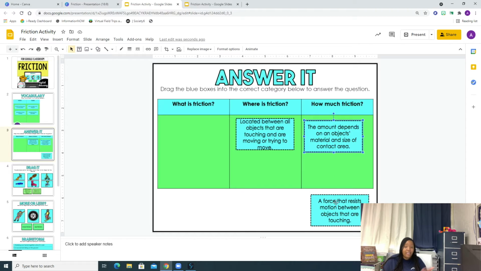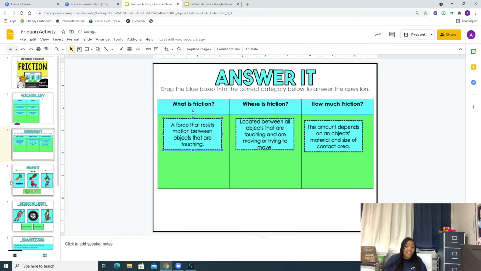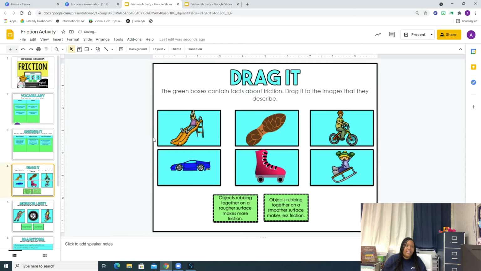And finally, there are no choices left. A force that resists motion between objects that are touching, we know that is friction. Next slide. It says the green boxes contain facts about friction. Drag it to the images that they describe. Objects rubbing together on a rougher surface makes more friction. Okay, so being on a rough surface causes more friction.